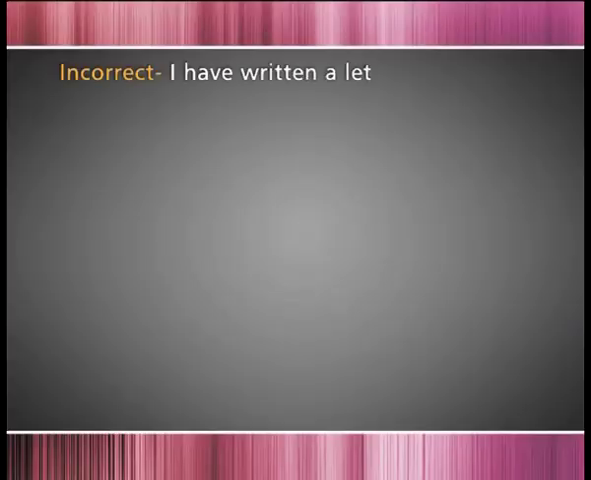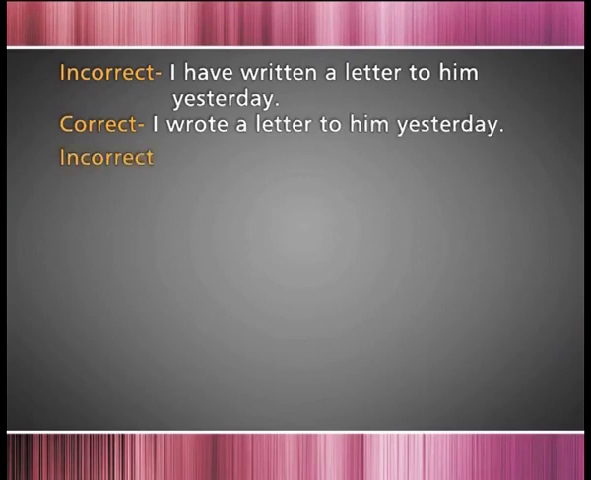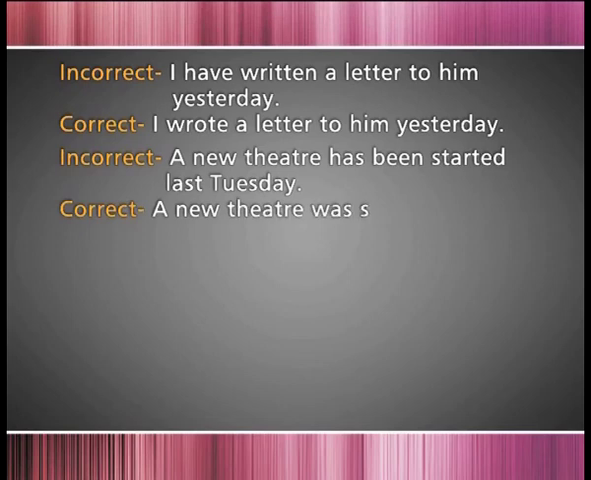C. The present perfect, since it denotes the present time, cannot be connected with an adverb or any word that expresses past time generally or a definite point of past time. Incorrect: I have written a letter to him yesterday. Correct: I wrote a letter to him yesterday. Incorrect: A new theatre has been started last Tuesday. Correct: A new theatre was started last Tuesday.